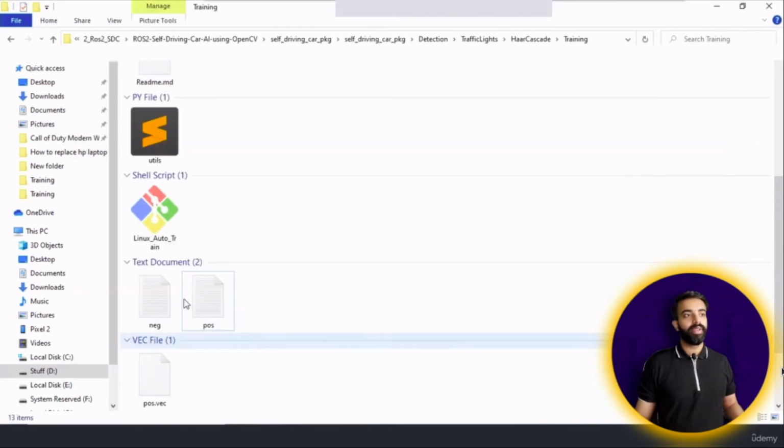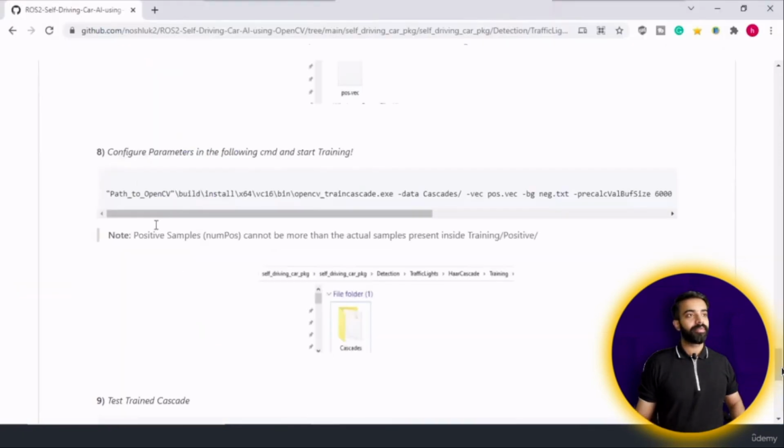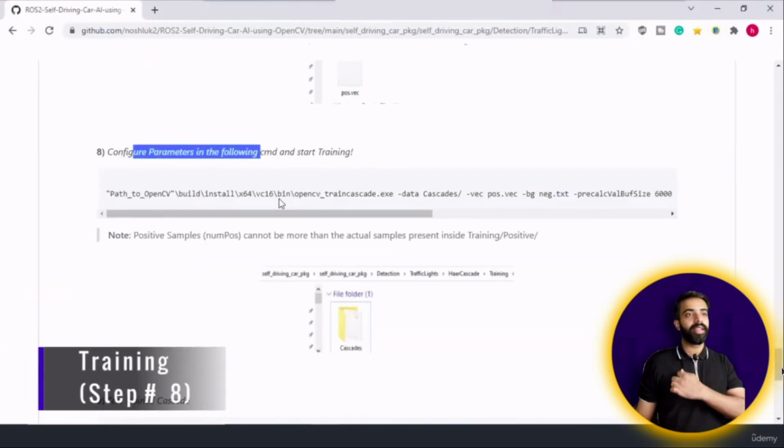But it will create a positive.bag file, which you will observe right here. But this positive.bag file is incomplete and is often error prone, so we'll not get any training done from this positive.bag file. But this is what this step does. It creates the positive samples from those positive.txt file that contains the annotations. Now, moving on to the next step is to configure the parameters in the following command and start training.